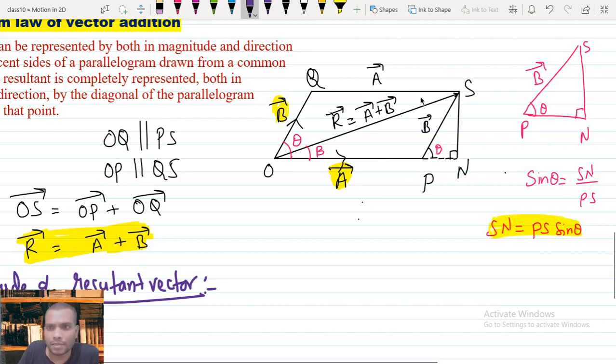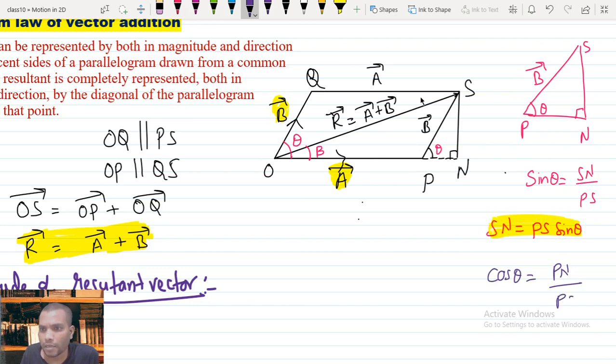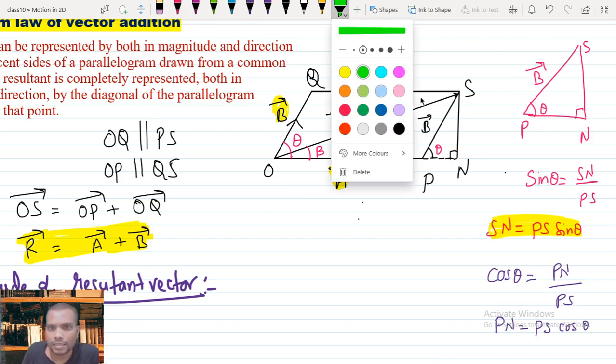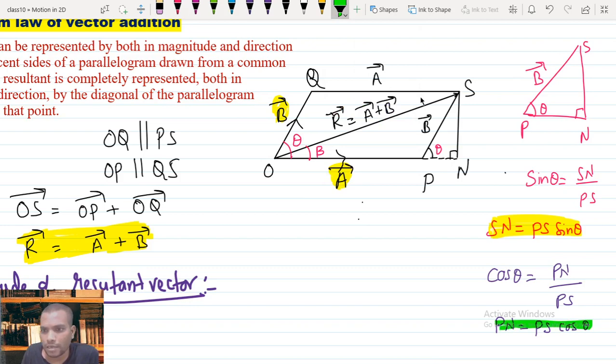Similarly, we can write from the same triangle cos theta equals PN upon PS, base by hypotenuse. So here PN equals PS cos theta. This we also need later, the PN and SN values.